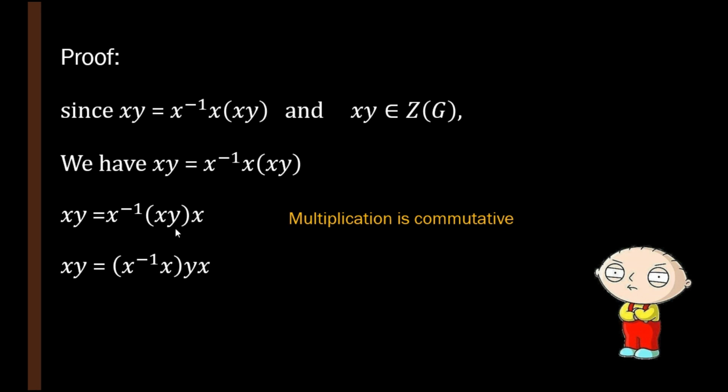Because the aim here is to make the right hand side be yx. Then now we have multiplication is associative. Then now we have xy equals yx. I thank you.